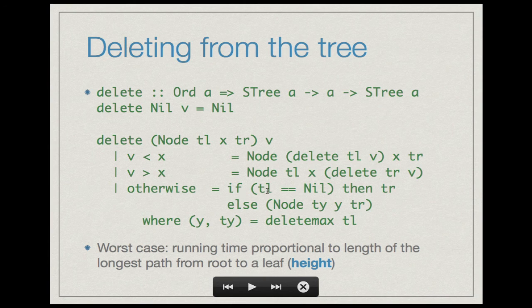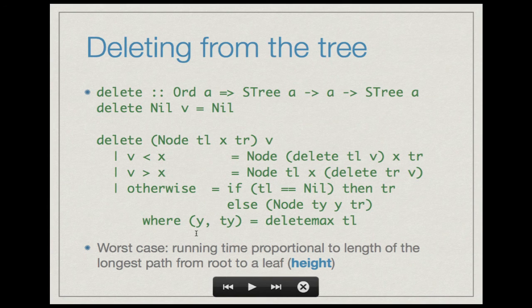If tl is the empty tree, then you have a tree whose root is x, whose right subtree is tr and whose left subtree is empty, and you are deleting x. There is nothing to do, you just return tr. Else, you have a tree where x is the root, the right subtree is tr and the left subtree is tl. You delete the maximum from tl and that will give you y comma ty. The maximum element is y, ty is the tree that you get after deleting y from tl, and the new tree that you form is nothing but node ty y tr.